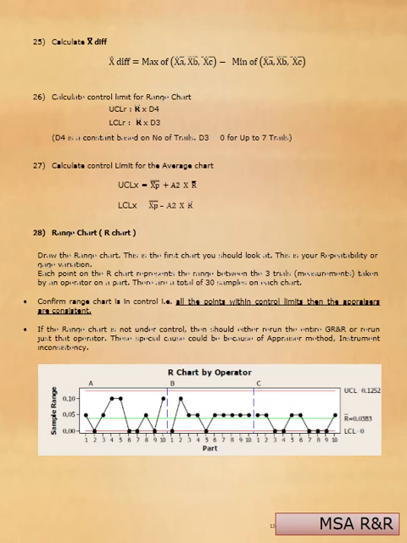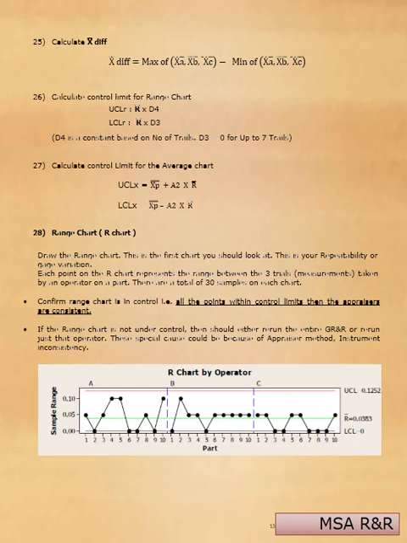Range chart. Draw the range chart. This is the first chart you should look at. This shows repeatability, or gauge variation. Each point in the chart represents the range between the three trials taken by an operator on a part. So there are a total of 30 samples on each chart.